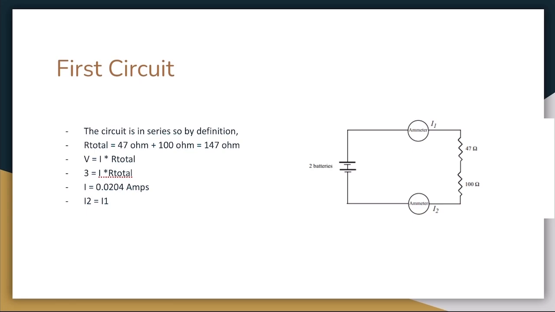We can use this to find our conventional current, which is defined as the voltage being equal to conventional current times the resistance. By isolating our variable, we're able to find our conventional current to be 0.0204 amps, and also by definition, because we are in series, our conventional current I2 is equal to I1 at the different locations of the ammeters.